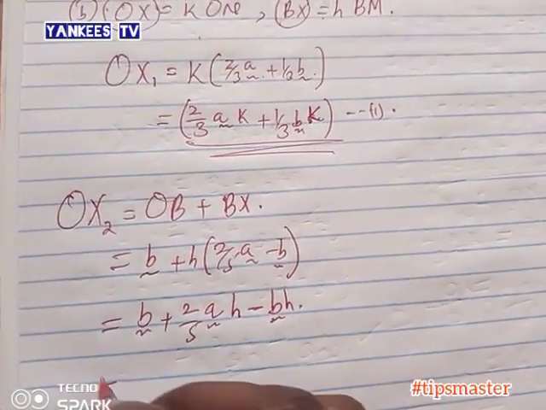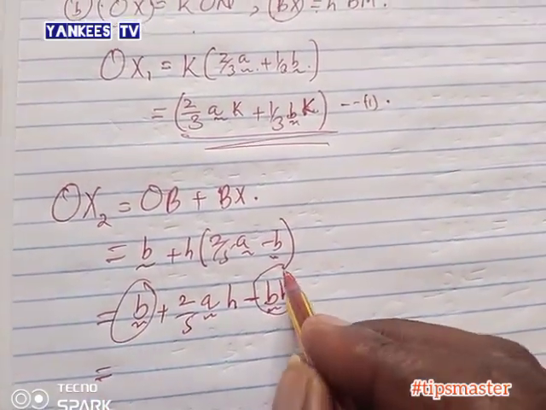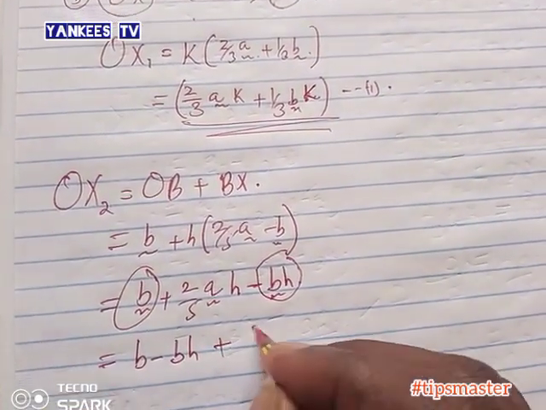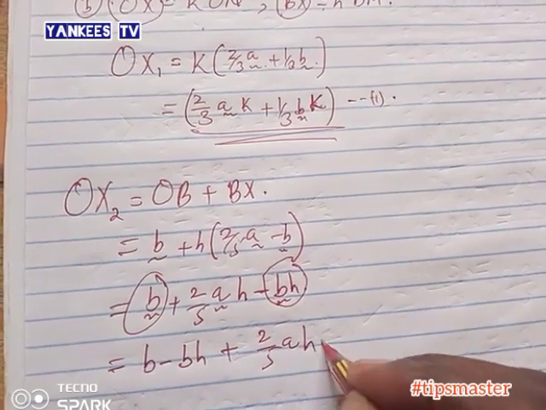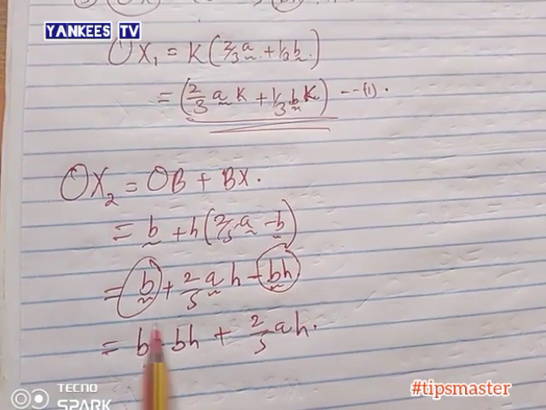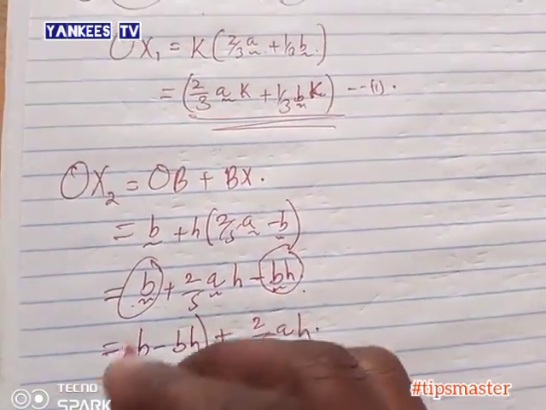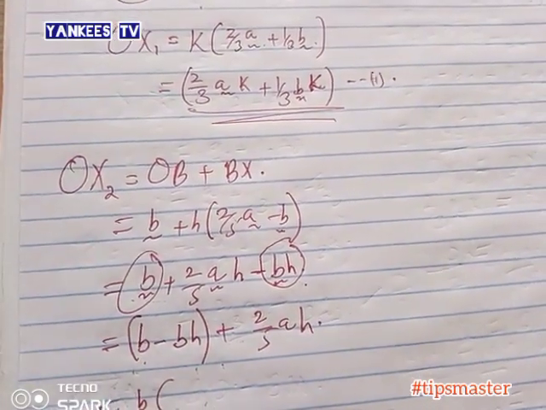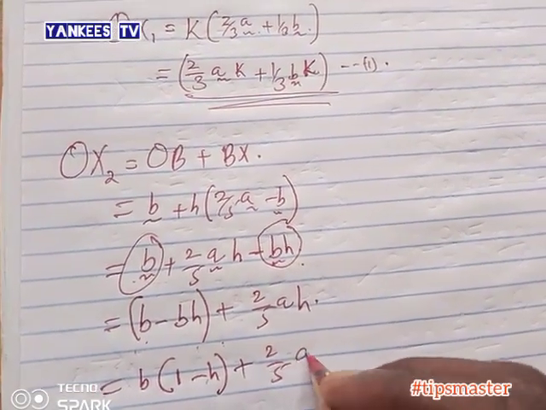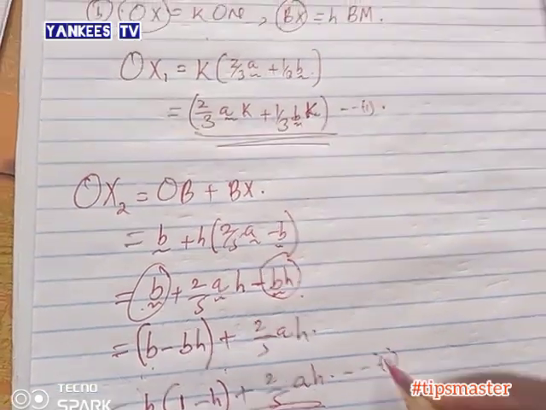So that is that. The first thing, we are going to collect like terms, the B vector and the B vector. So B minus BH plus 2 over 5AH. B is common, we factorize. Most learners leave their answer here, but this expression has to be factorized. So the common factor is B into 1 minus H plus 2 over 5AH. So this is our equation 2.